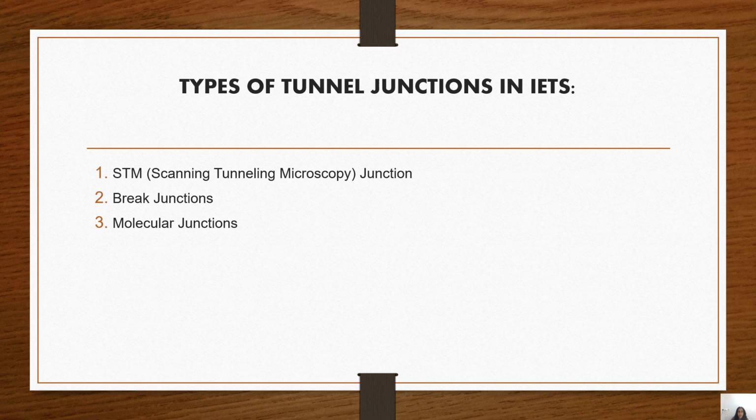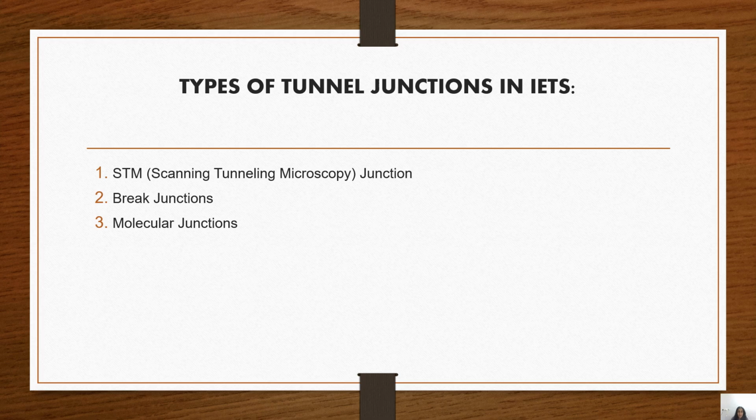Now, the second type of tunnel junction is the break junction. The break junctions are created by mechanically stretching a thin metal wire until it breaks, forming a narrow gap between the two broken ends. These are often used to study quantum transport in atomic scale systems.